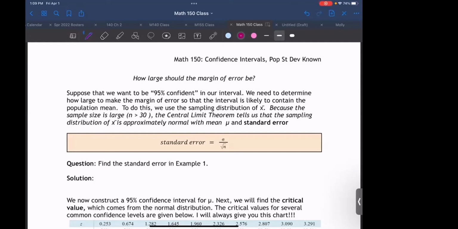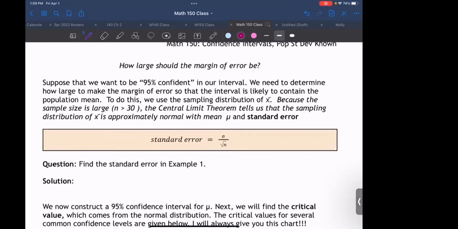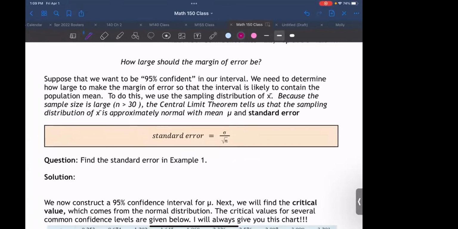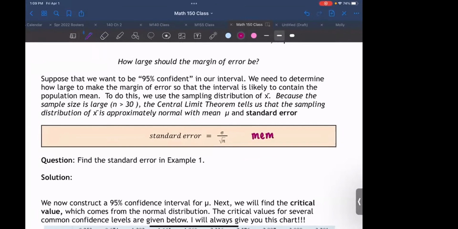Okay. So the standard error is sigma over the square root of n. That's the population standard deviation over the square root of the sample size. Okay. This is the same formula as we had in the central limit theorem, right? Same formula. So I want you to memorize it. But it's pretty easy to memorize because you already have to memorize the same formula for a different application.